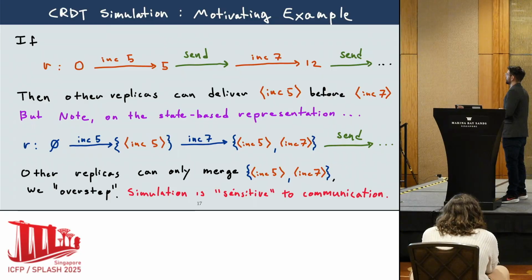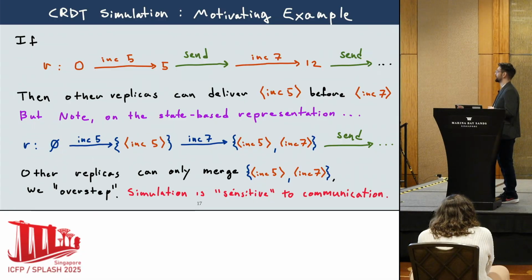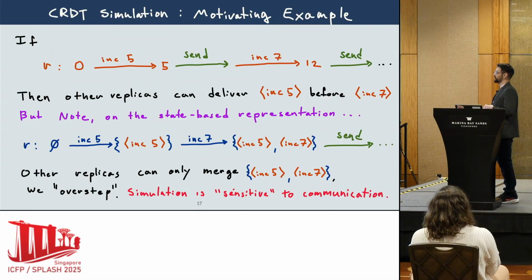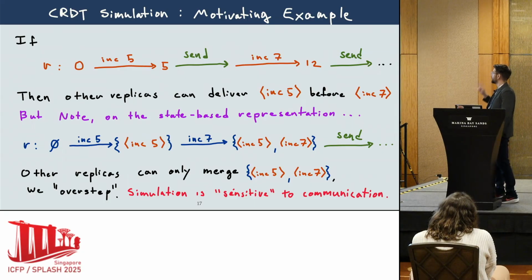So when we were constructing this simulation, we came across an example like this that shows the simulation is sensitive somehow to the network semantics of our CRDT. And this is really what led us to the question, in what sense are these two kinds of CRDTs equivalent? So at the top, if we were to have an op-based CRDT doing an increment 5, broadcasting that update, then an increment 7, broadcasting that update, then the other replicas have two possible messages that they can deliver. They can deliver an increment 5, and then they deliver an increment 7. It has to be in that order due to the causal ordering, the partial ordering on these messages.